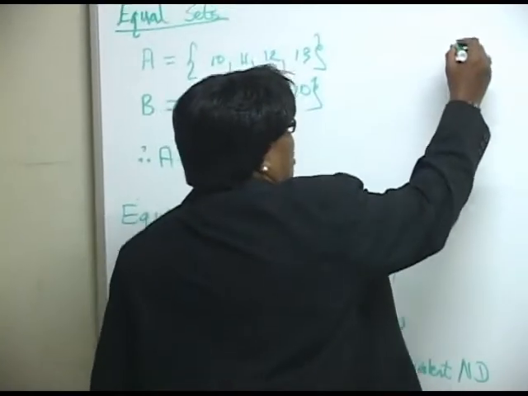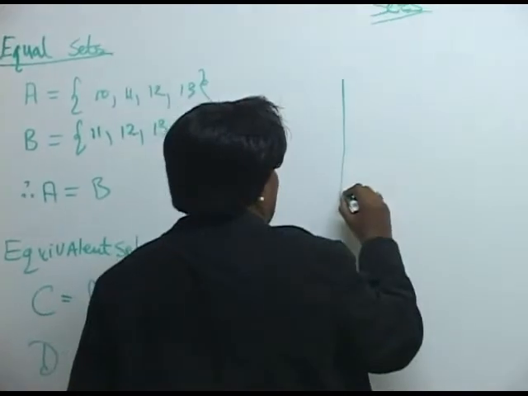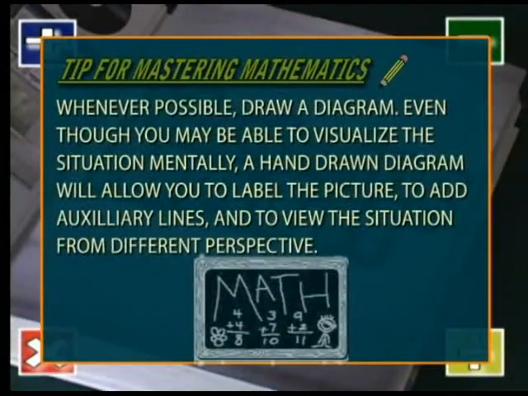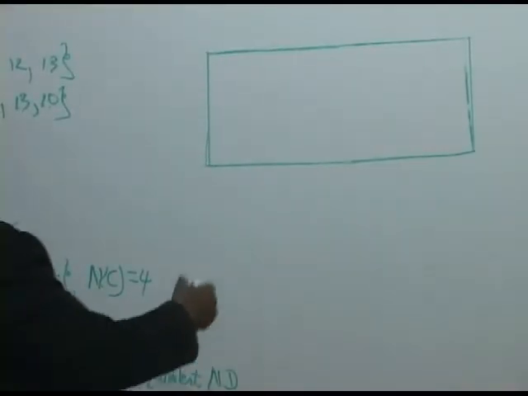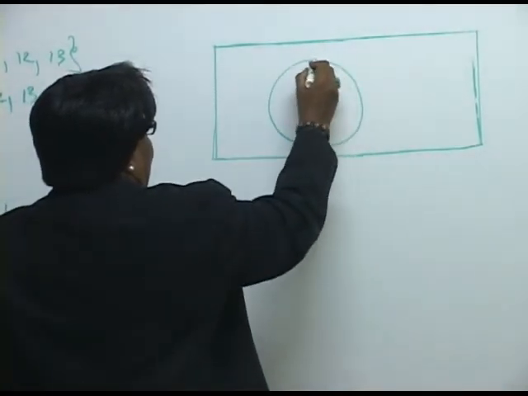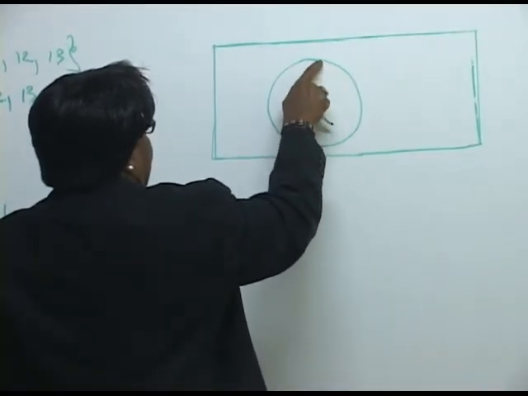And what is it made up of? It is made up of the rectangle. Whenever possible, draw a diagram. Even though you may be able to visualize the situation mentally, a hand-drawn diagram will allow you to label the picture, to add auxiliary lines, and to view the situation from different perspectives. And then we get our circles, okay? So this is what we'd be calling our Venn diagram, all right?